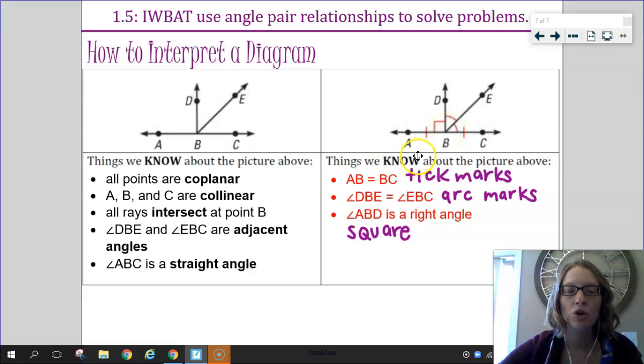This is the end of your 1.5 geometry notes. You are now ready to move on and do the 1.5 homework assignment.